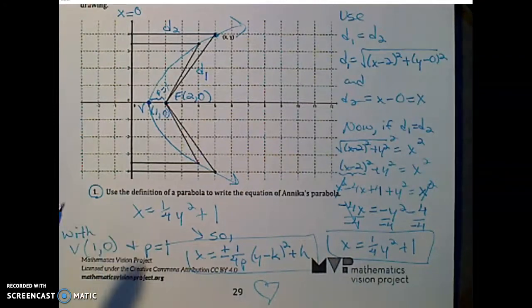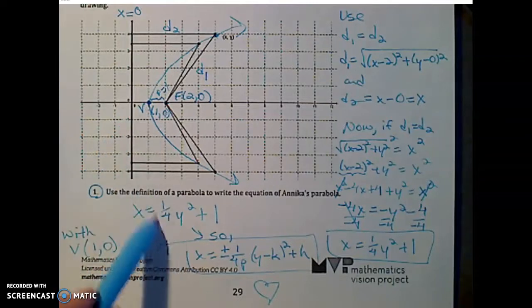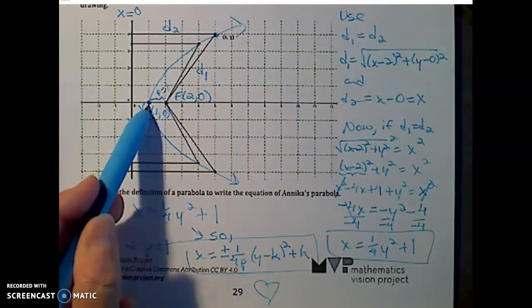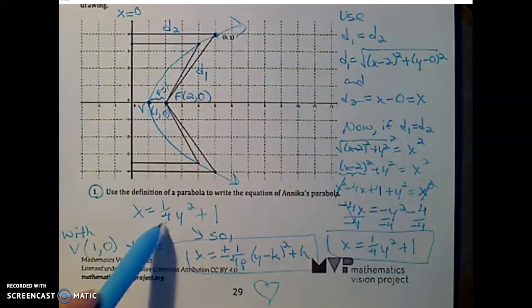What I wanted to point out is this is right opening and the coefficient is positive. With a right opening parabola, that leading coefficient there is positive.